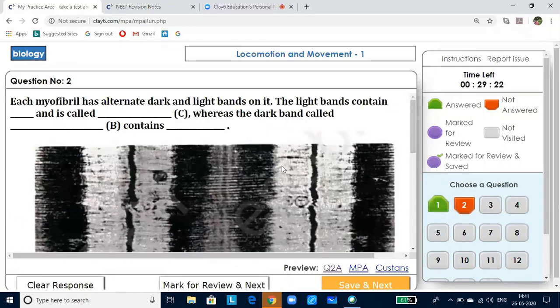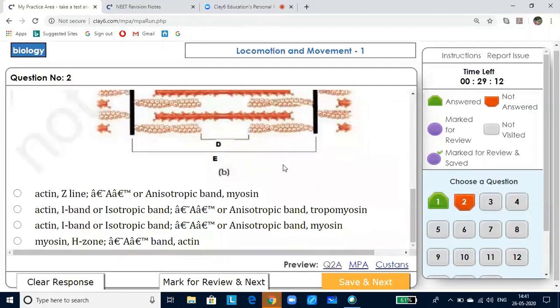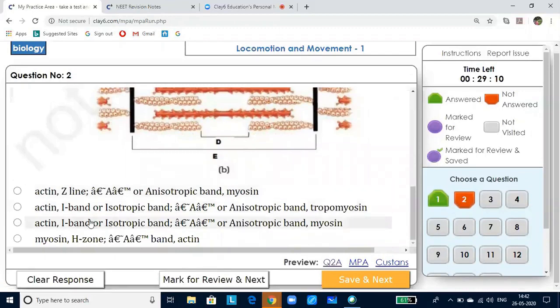Each myofibril has alternate dark and light bands on it. The light bands contain dash and are called dash, whereas the dark bands, called dash, contain dash. Now this has to be actin as the first choice. So out of this you select one. The first one will be actin, the last one will be myosin. With this, now let us try to see: actin, I band or isotropic band, A band or anisotropic band, and myosin. So the choice is C.